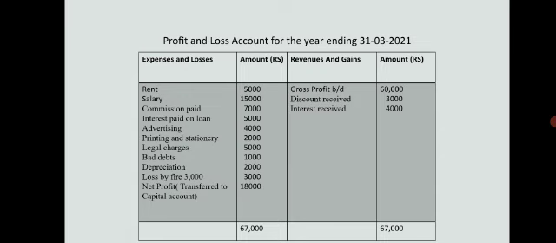I will tell the total once again. The same way we do it in the class, you are supposed to do. Total both the sides, debit side and credit side. Whichever side total is more, that total you are supposed to write on both the sides. Now in this problem, the credit side total is more, it is 67000, so you will write the same total on the debit side also. So net profit transferred, the balance is 18,000, that 18,000 you will write as the balancing figure, net profit transferred to capital account. So the total of your profit and loss account is 67,000.